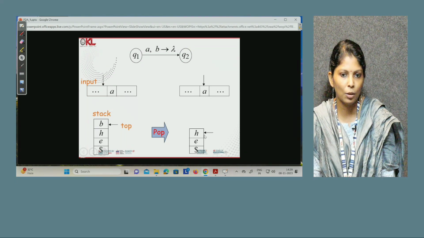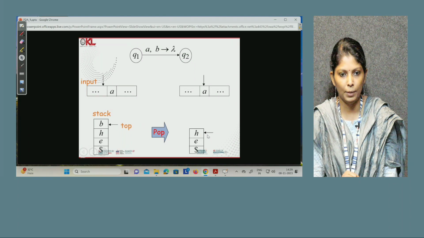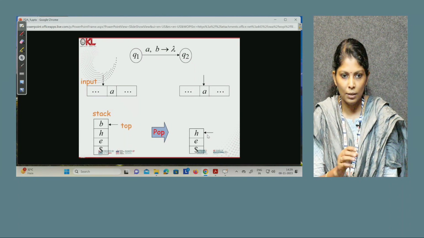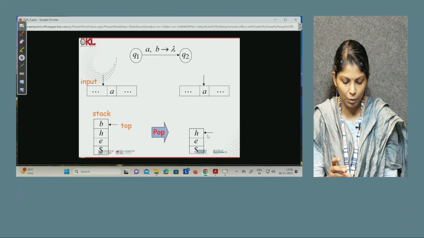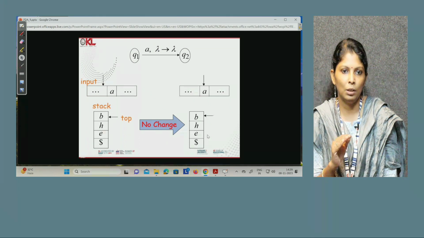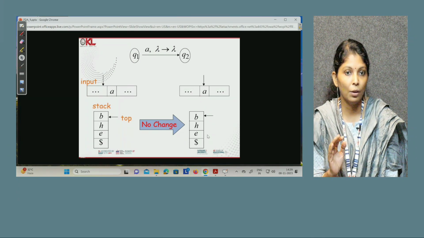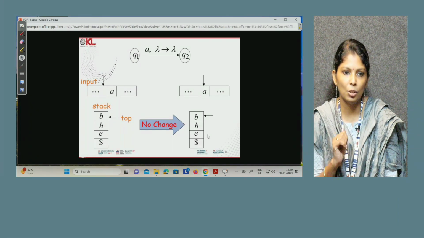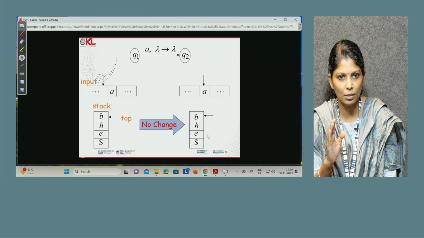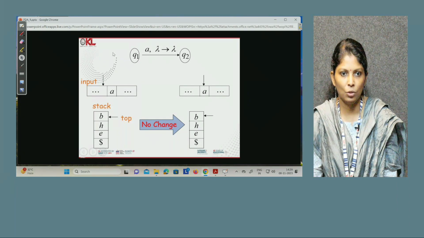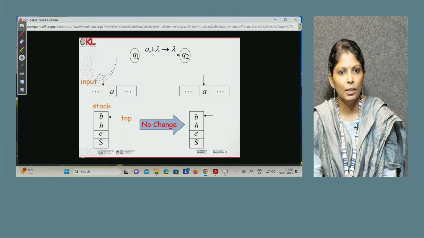Now the current stack top is H, that is the next element. So these three kinds of transitions are possible, and one more is there, where both push and pop operations are not there. We are not making any change to the stack content, we are just taking a state change. So from Q1 to Q2 there is a state change on input A. There is no pushing or popping operation over here.